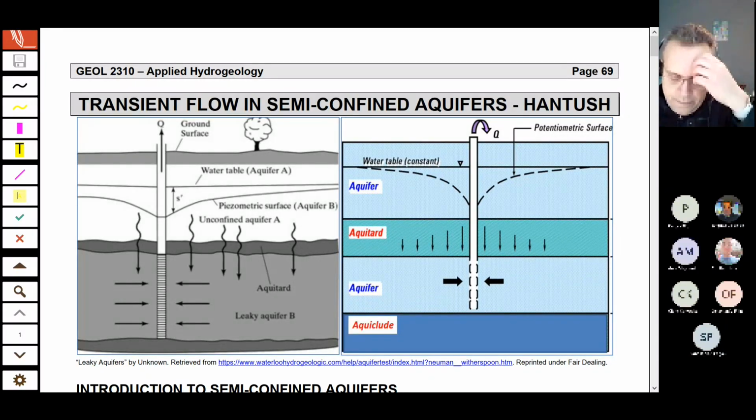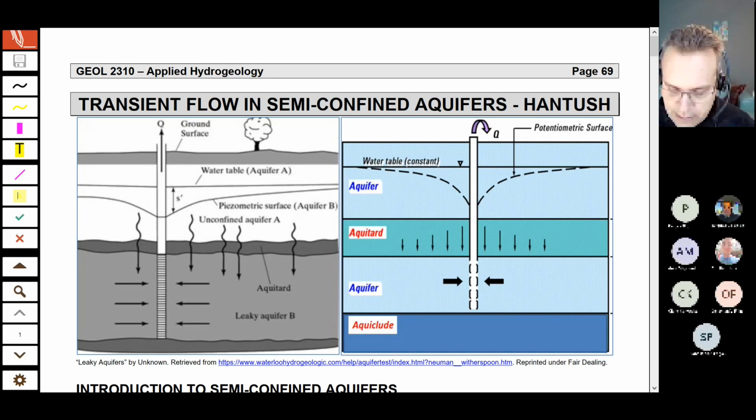So here we find our familiar figure. We're going to be able to refer to this figure again, probably also the one on page 70, when we talk about basically the structure, what's happening with a semi-confined aquifer. Both of these drawings, the one on the left in black and white and the one on the right in color, show the same thing.